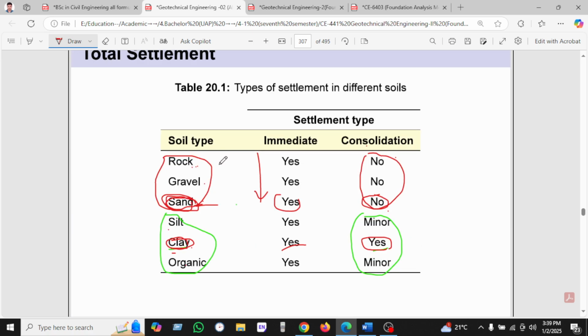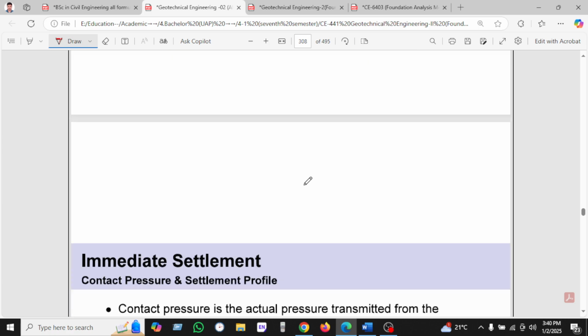You can see here the types of settlement in different soils: rock, gravel, sand. Immediate settlement occurs in all types of soil. On the other hand, there is no consolidation settlement in rock, gravel, and sand. The other soil types, silt, clay, and organic soil, do experience consolidation settlement. In the world, two types of soil are available, sand and clay. In sand, consolidation settlement does not occur, and in clay, consolidation settlement occurs. Okay, let's see.